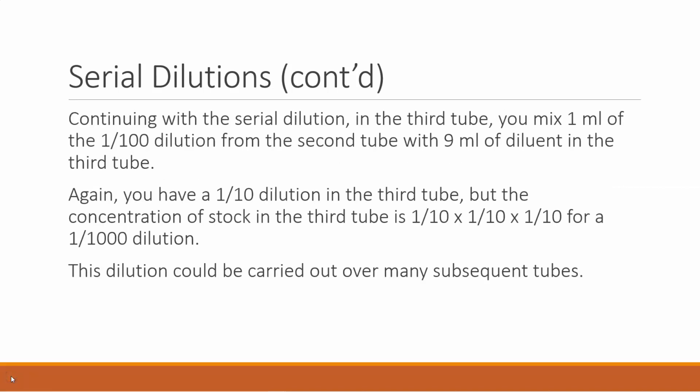If we continue this serial dilution into the third tube, we then will mix. We will have 1 ml of a 1 to 100 solution, and we add that to 9 mLs of diluent. So we have further diluted that by 10. So that tube would have 1 to 10 times 1 to 10 times 1 to 10. This tube would have 1 part of our patient sample or stock solution.